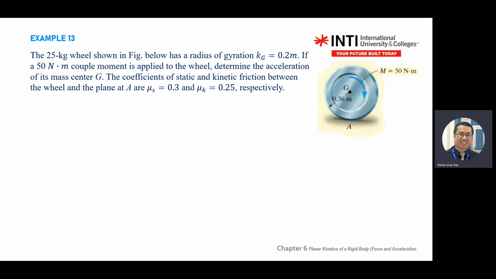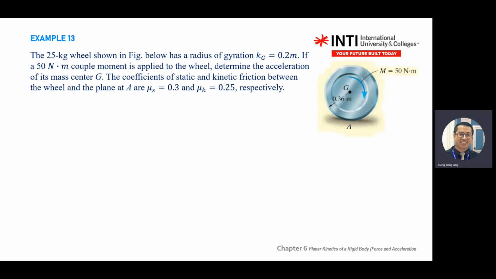Okay. Although example 13, I asked you guys to go home to read, I think I need to highlight this one because one of your exam questions will be related to rigid body. And also it will be very related to civil, meaning I will use tractor, I will use all this machine for analysis. Okay, so back to example 13.